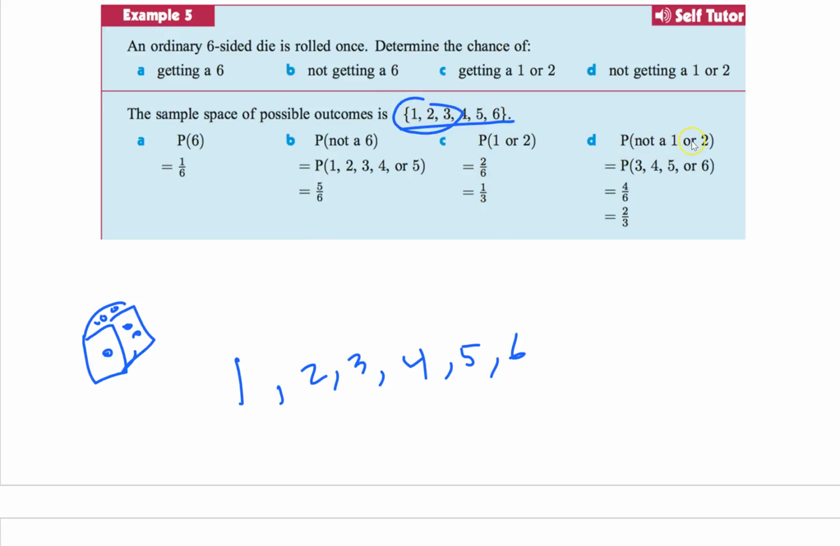Not a 1 or a 2. So everything's not that. The rest. So there's 4 of those. So 4 out of 6 or 2/3. That's the general idea.